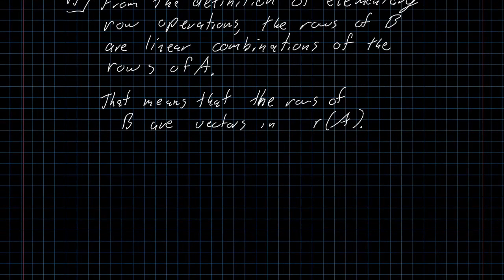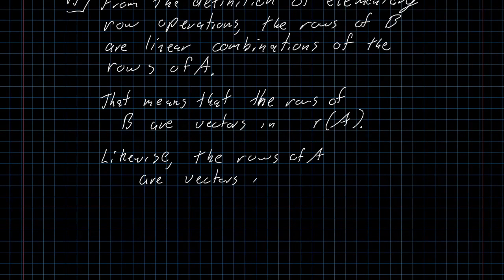And another nice thing about row equivalent matrices is that elementary row operations are invertible. Every elementary row operation that is done can also be undone. So I'm just going to say likewise here. It's the exact same argument. The rows of A are linear combinations of the rows of B. That means that the rows of A are vectors in the row space of B.